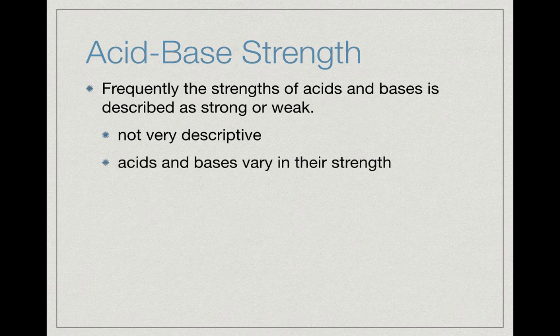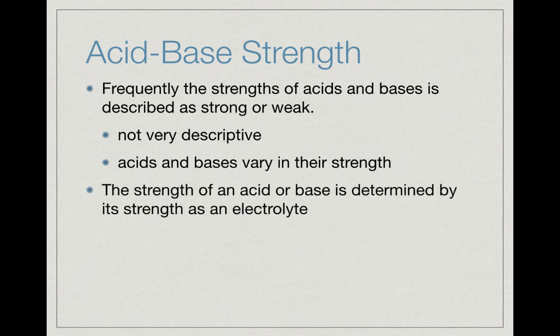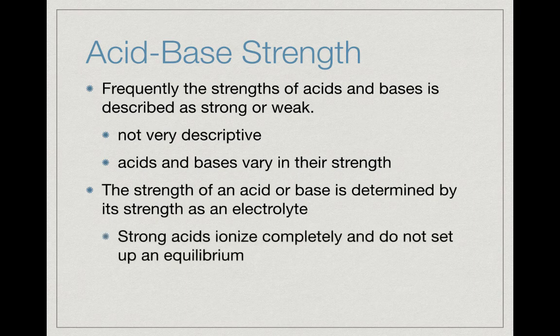Acids and bases both vary in their strength, and when we talk about whether or not an acid is strong or weak, what we're really talking about is how strong of an electrolyte that acid or base is. A strong electrolyte is a compound that breaks up completely in solution and has a lot of charge carriers, ions, in that solution. So a strong electrolyte with acid properties would be considered to be a strong acid. A weak electrolyte, well, actually we'll talk about strong acids here.